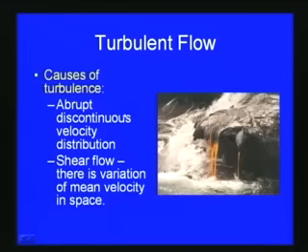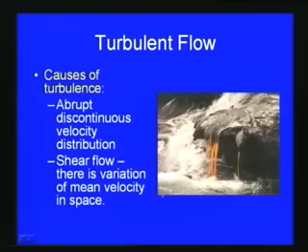So, first one is abrupt discontinuous velocity distribution. You can see here the flow is coming, and then due to various parameters, various factors, discontinuity takes place. You can see here this rock is here, and then the flow is coming, various obstructions are there, and due to this the velocity becomes discontinuous, or discontinuous velocity distribution takes place. So, this can be one of the major causes of turbulence.